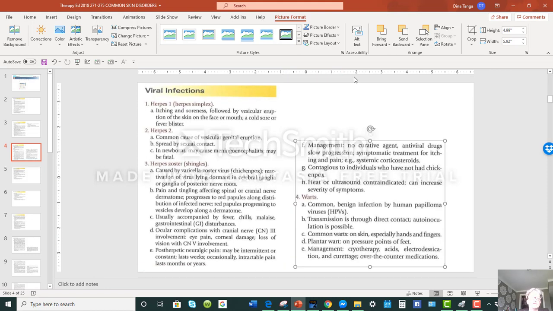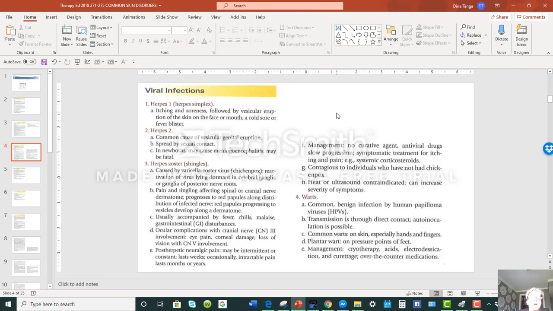Herpes 1: itching and soreness followed by vesicular eruption of the skin on the face or mouth, a cold sore or fever blister. Herpes 2: common cause of vesicular genital eruption spread by sexual contact. In newborns may cause meningoencephalitis, may be fatal.